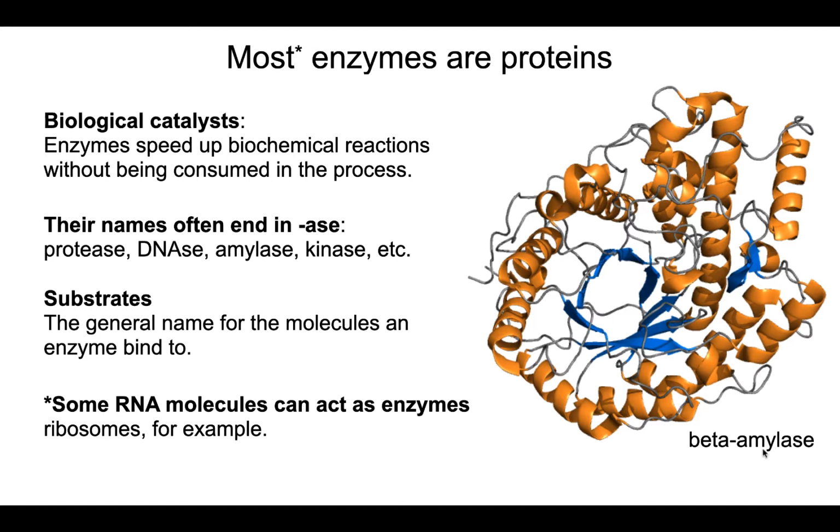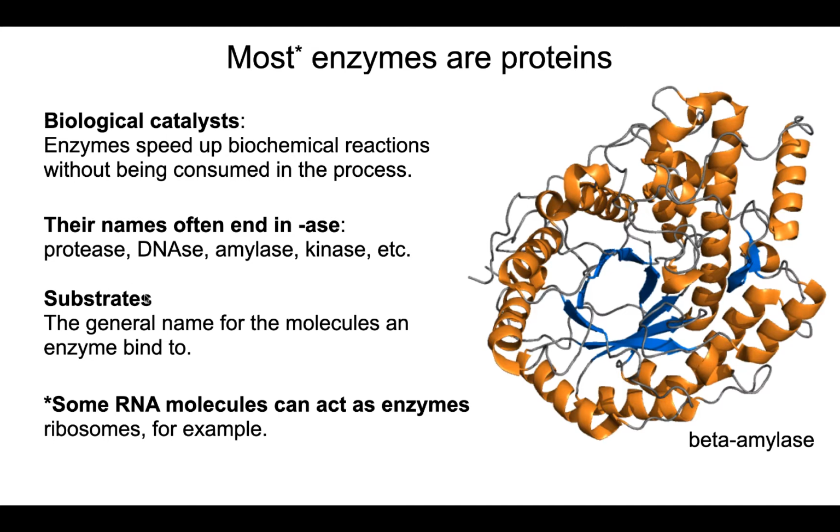Furthermore, the name amylase gives you a clue that it's an enzyme. The names of enzymes tend to end in ase: protease, DNase, amylase, kinase. Now that doesn't mean every single enzyme ends in ase, but most of them do. On top of that, the name gives you a clue of what they might catalyze. So, for example, a protease is an enzyme that catalyzes the hydrolysis of proteins. Amylase is an enzyme that catalyzes the hydrolysis of amylose, starch.